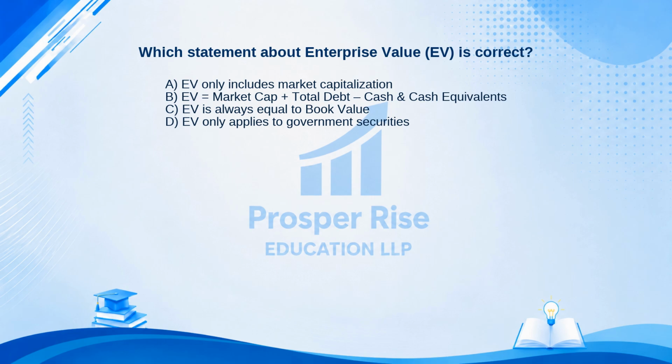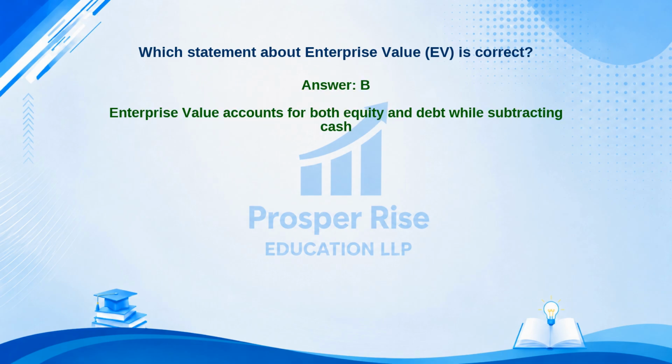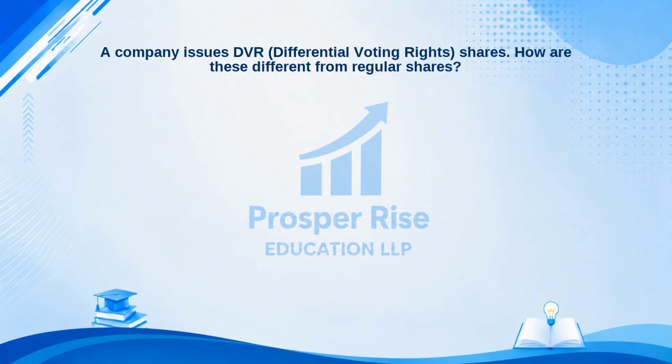The correct answer is option B. Let's see why. Enterprise value accounts for both equity and debt while subtracting cash. A company issues DVR, Differential Voting Rights, shares. How are these different from regular shares?